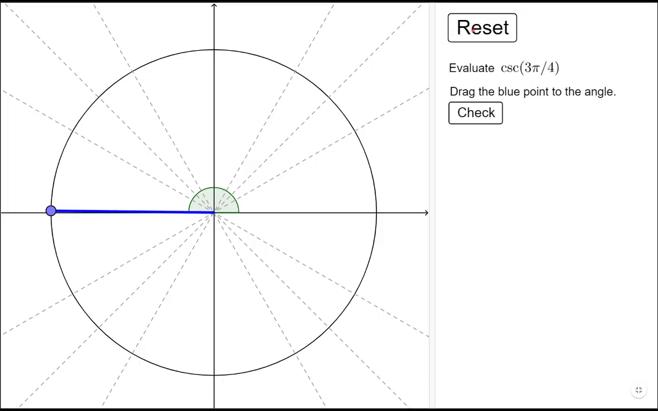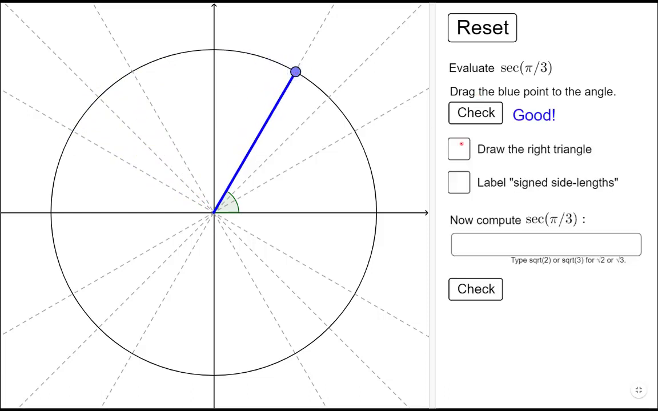All right, mix it up. We already did tangent, we already did sine. Let's get something more interesting. Secant of pi over 3. So let's find the pi over 3 angle. There it is. Let's draw the right triangle. Draw it down. Label the side lengths. Do you see what this is going to be? 1, 2, square root of 3.